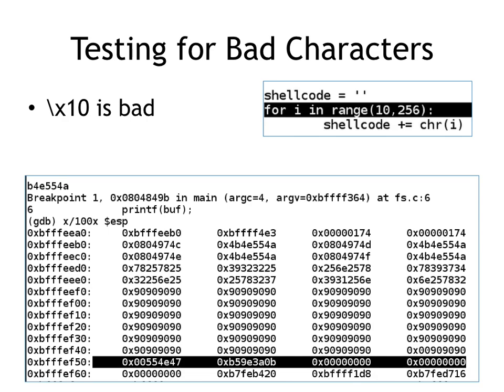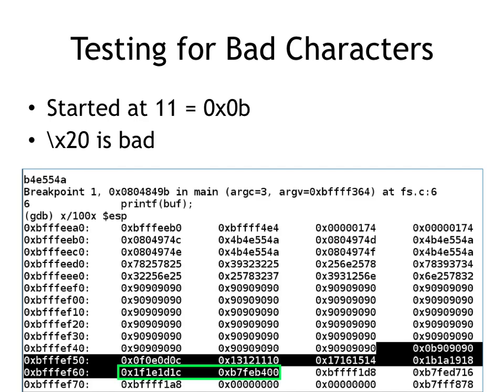0A is new line though. It is, so I think 0A was also bad. That's right. So nothing got up there because the 0A is also bad. Okay, good. That's right, so now I have to start at 0B.